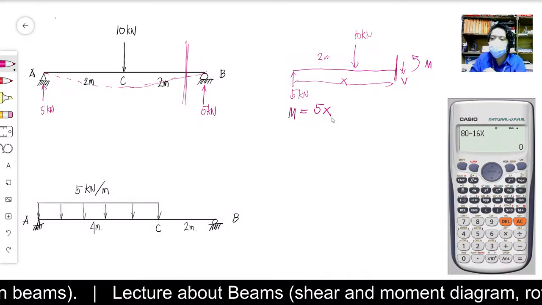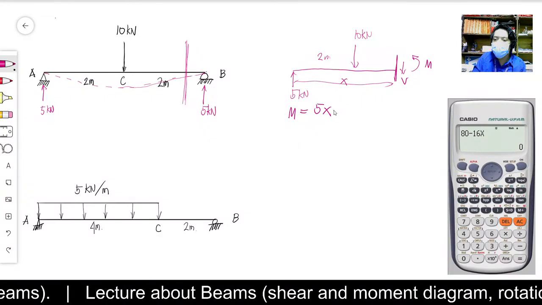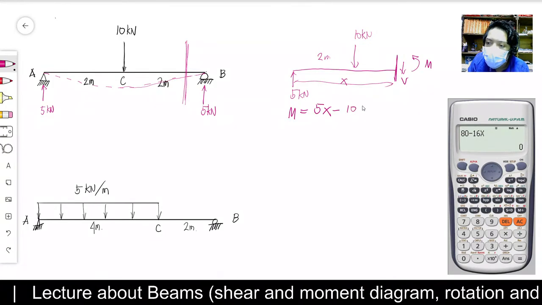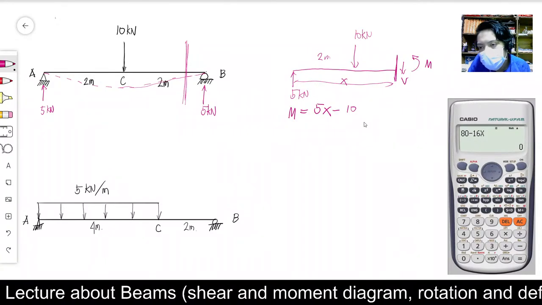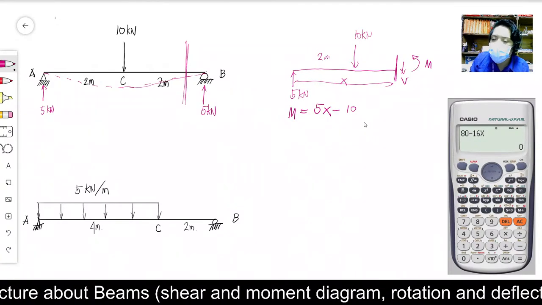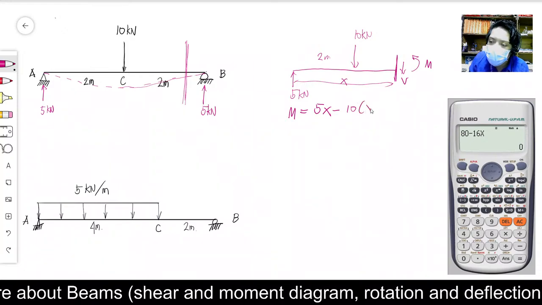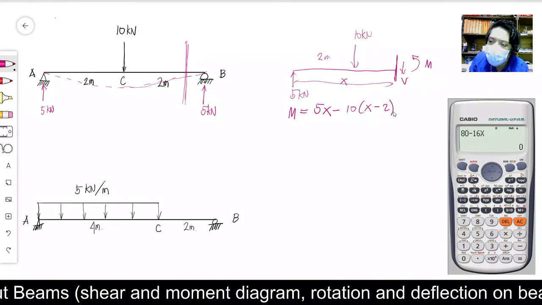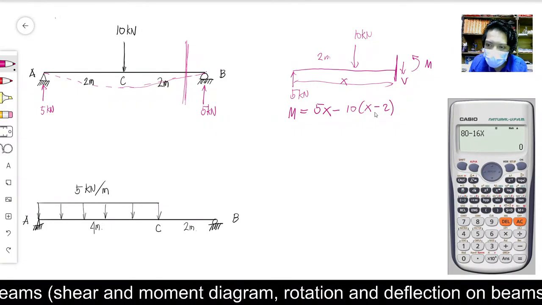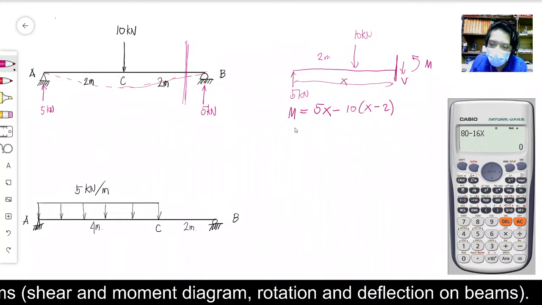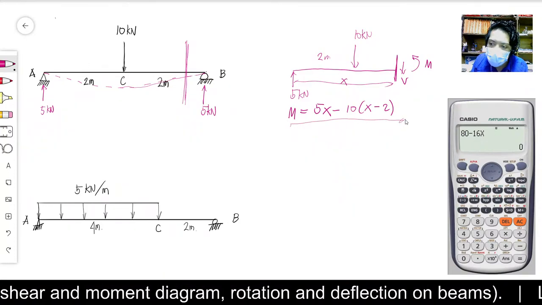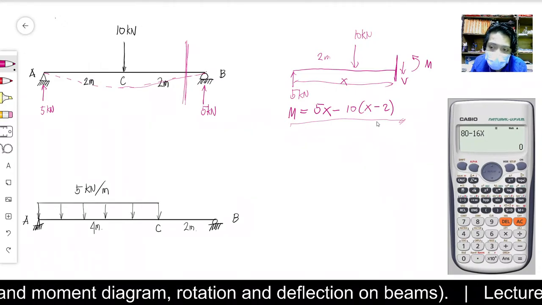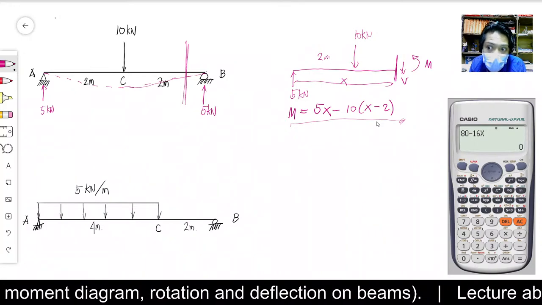5 times x minus 10 times (x minus 2). If you remember from earlier, this equation is actually the equation of the moment diagram at segment CB.